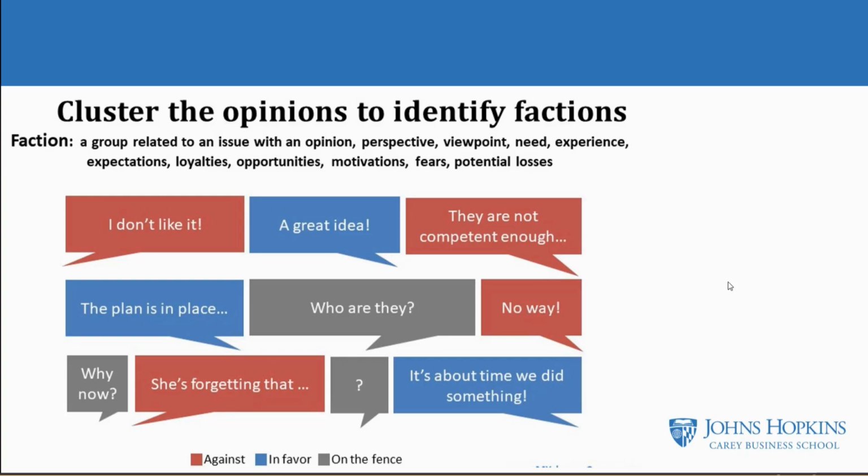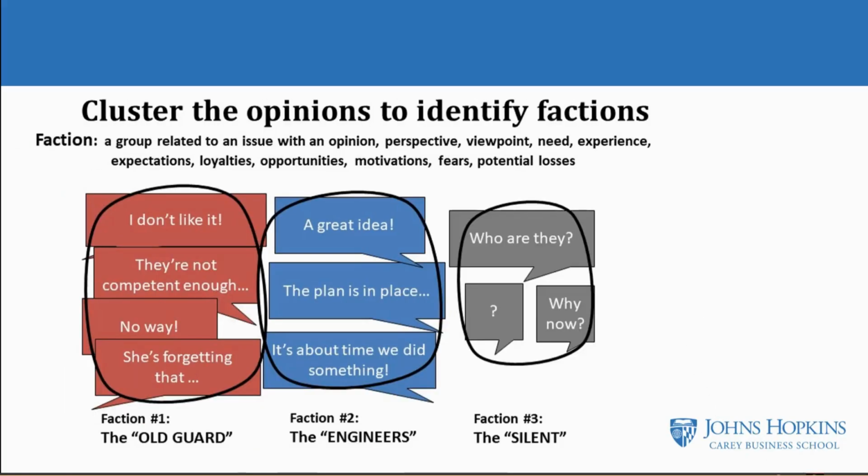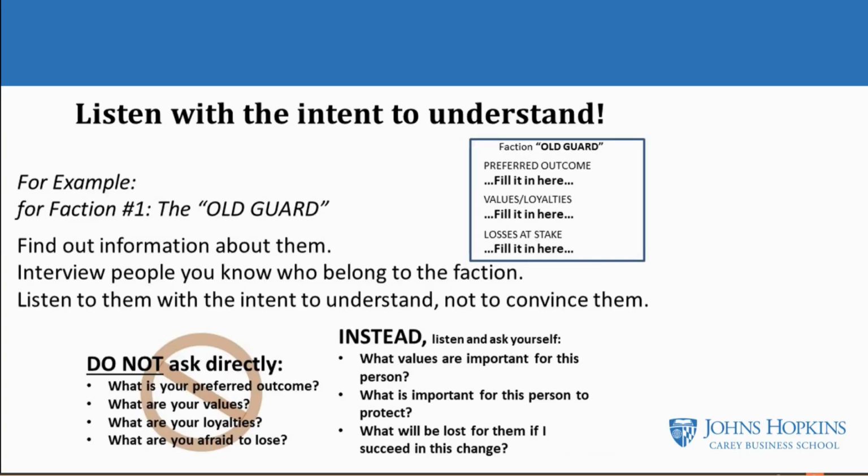In this case, you can see all the blue is mapping all the people that seem to be in favor, at a minimum, of your idea. Some people seem to be on the fence or not clear. Some others seem to be against your idea. In the faction mapping, you group and cluster those opinions together and you try to give them a colorful name. For instance, faction 1 we can call the old guard. Faction 2, the engineers that are excited about this new technology idea. And the third, the silent, the people that don't know exactly what to think or what to say.